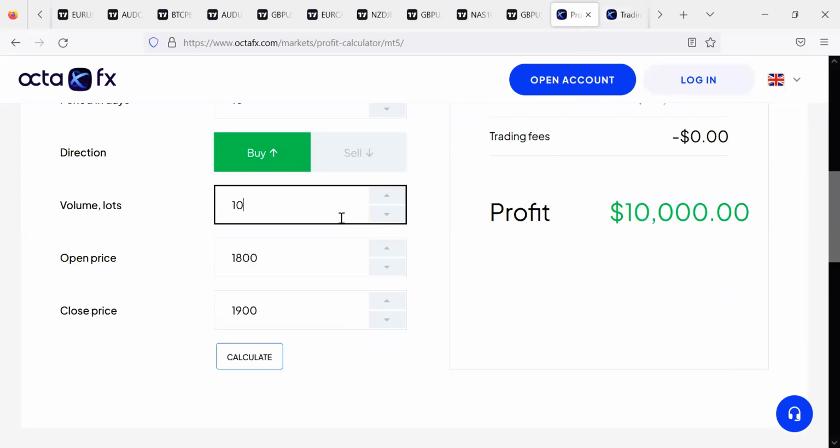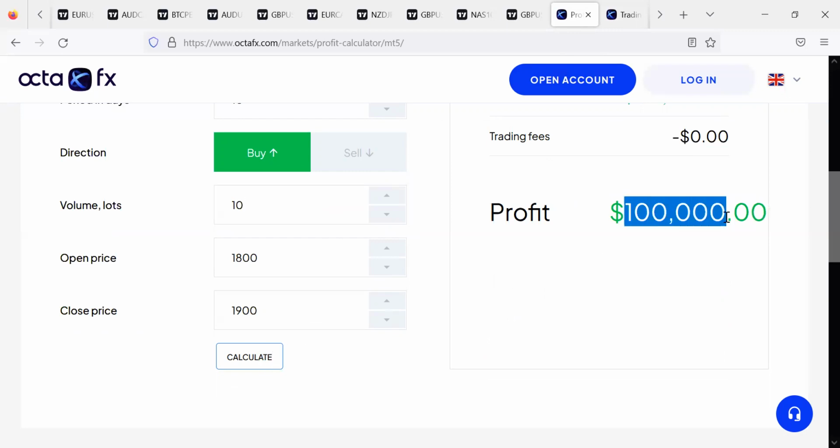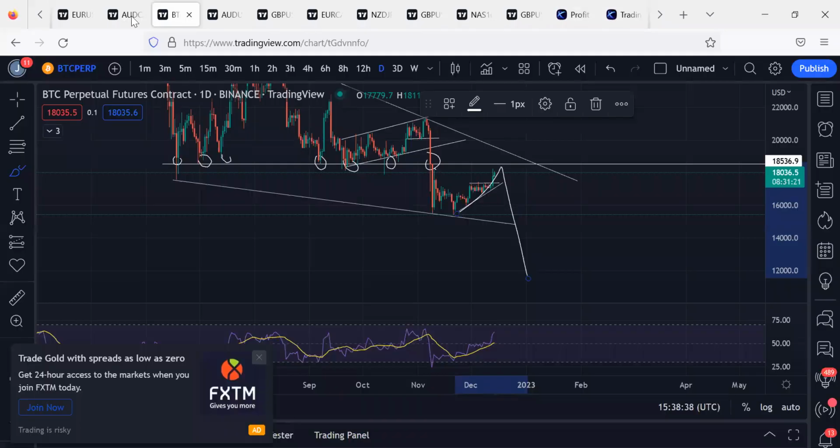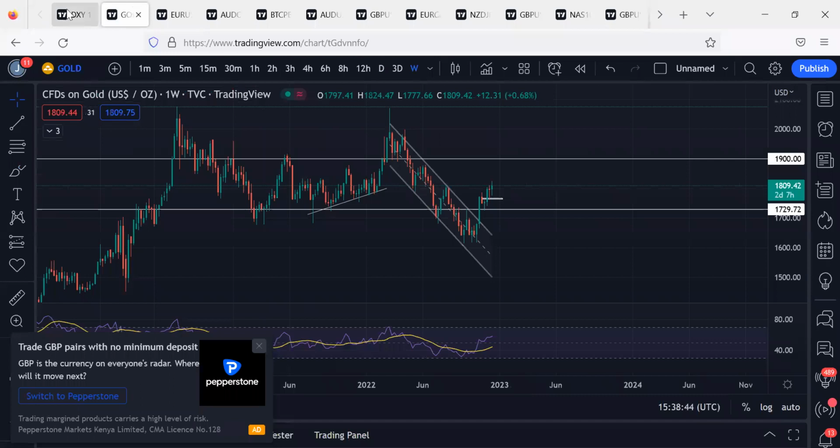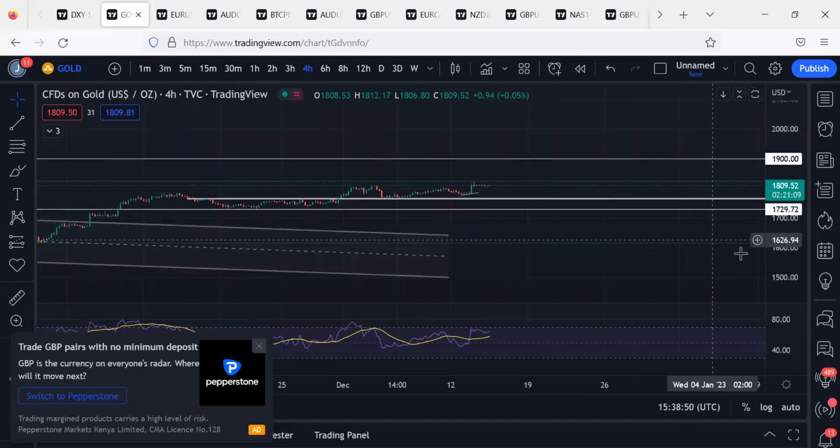What if I'm using 10 lots, which is about $180,000? I'll be making $100,000. This is how trading works. So you need to be very focused in whatever you're doing. Don't FOMO into the market. Something called FOMO, fear of missing out. FOMO is not good for the market.